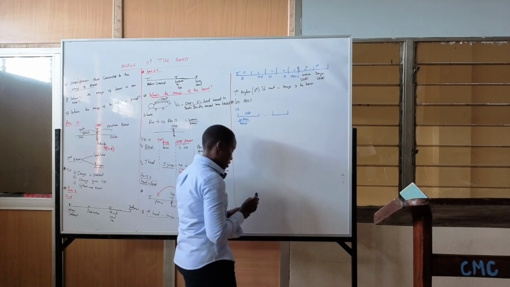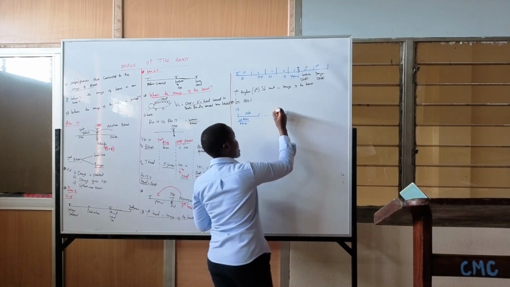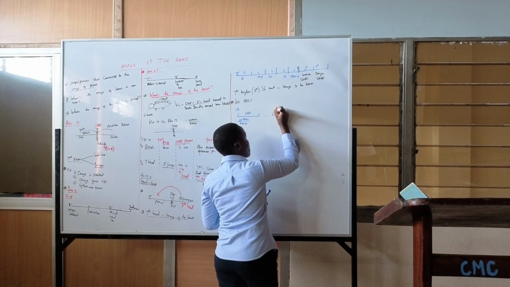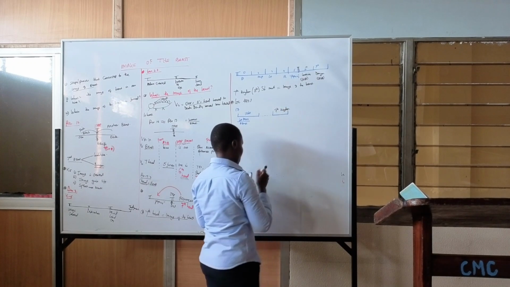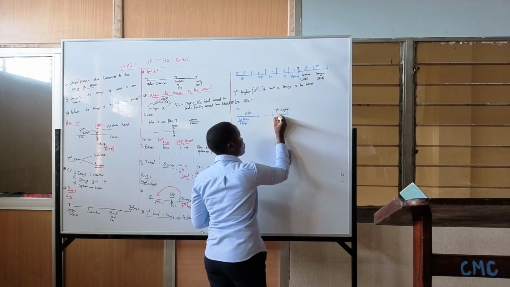And we have the image of the beast, which is the seventh kingdom, or the resurrected beast, which is the seventh kingdom, the image of the beast.